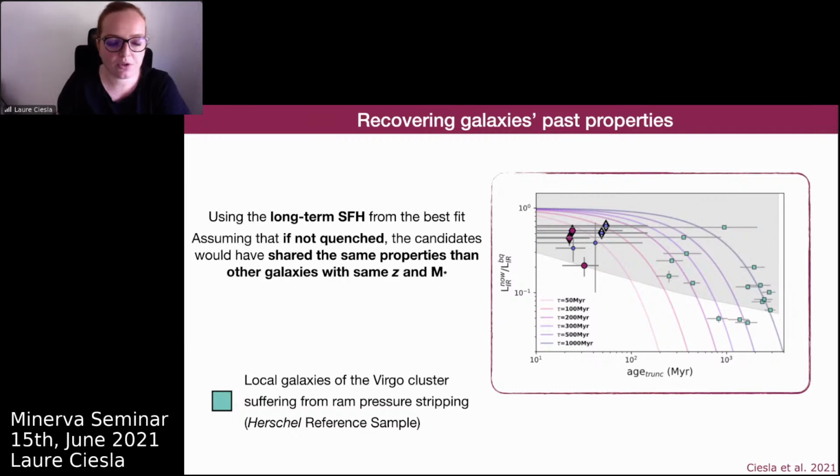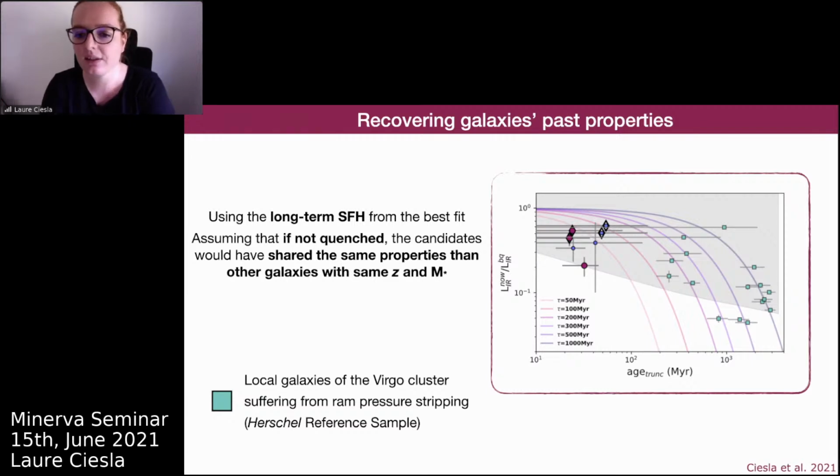And then I tried to dig a bit more and use also the long-term star formation history and try to recover the infrared luminosity of these galaxies before the quenching happened. So also it's based on the assumption that if the galaxy did not quench, they should share similar properties to galaxies with a similar redshift or stellar mass, etc.